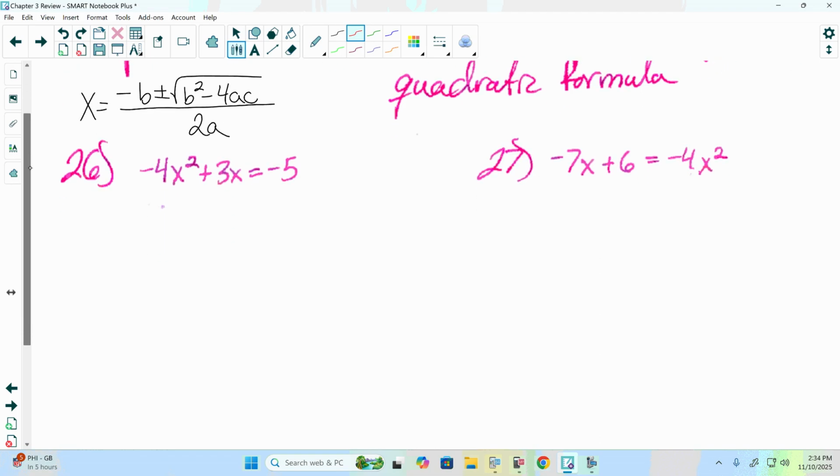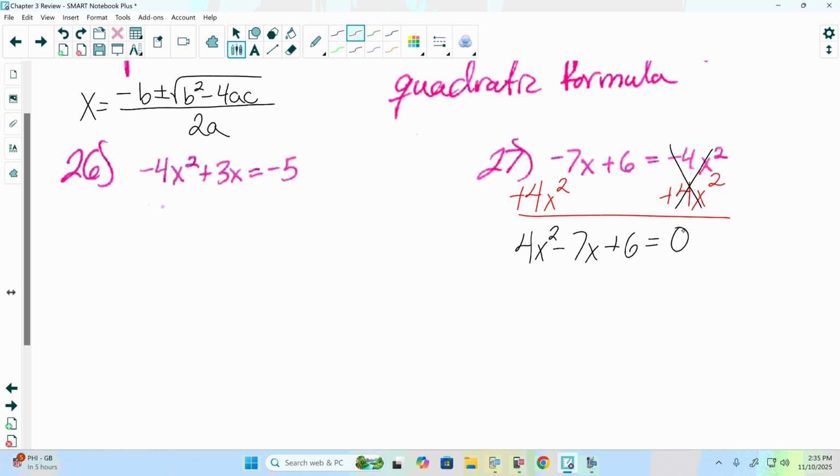X is equal to negative b plus or minus square root of b squared minus 4ac all over 2a. We'll look at 27. Now the first part of the quadratic formula is that we need to get the equation equal to 0 before we can start solving. So here, since we have negative 4x squared on the right-hand side, we're going to add 4x squared to both sides, because negative 4x squared plus 4x squared is 0. That leaves me with 4x squared minus 7x plus 6 is equal to 0.